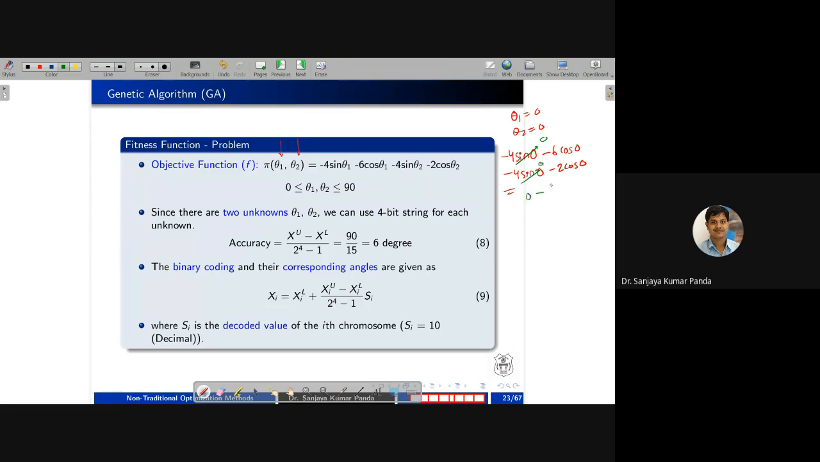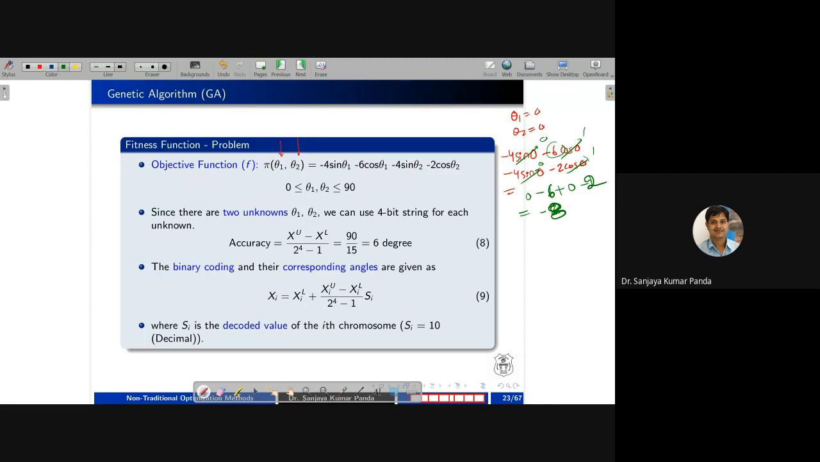So 0 minus, and this is equal to 1, right? So 0 minus 1 plus 0 and minus 1. So it will return you the value minus 2, right? Sorry, this is minus 6 because 6 is there, right? So it's minus 6 into 1. So minus 6 and this is minus 2. So you will get minus 8.